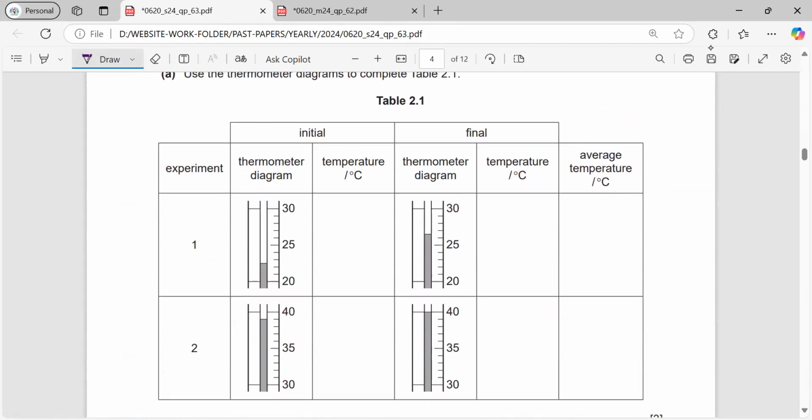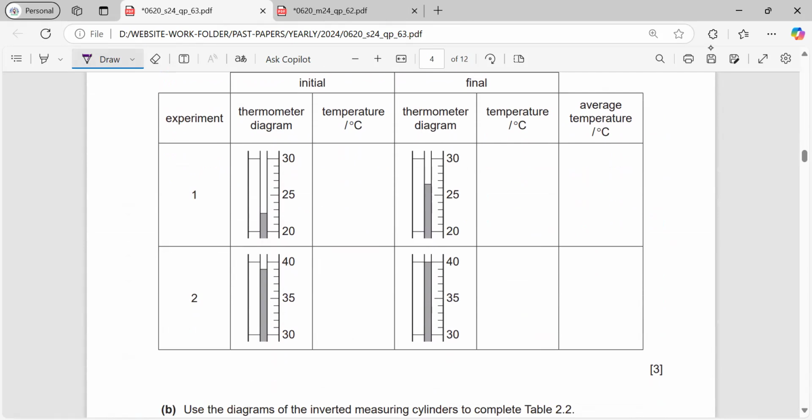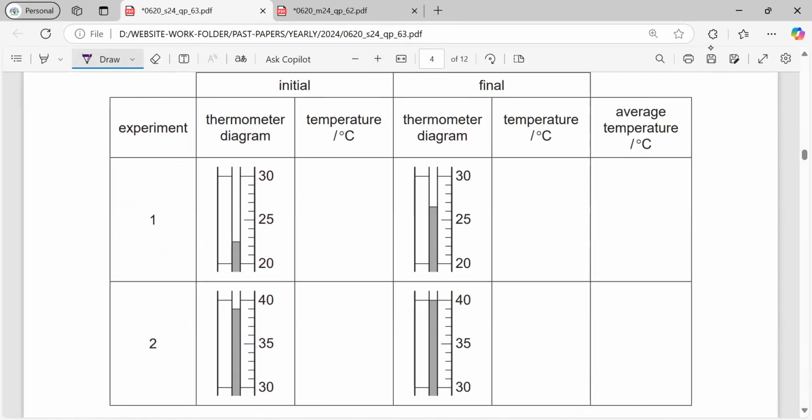Okay, now use the thermometer diagram to complete table 2.1. In this one, experiment 1, we have to read the initial temperature of the thermometer and the final temperature of the thermometer. Then we will take the average temperature. So the first temperature is, we'll start reading from the bottom as it's a thermometer. So 20, 21, 22, and it is 22.5. The final temperature is 25, 26, 26.5.